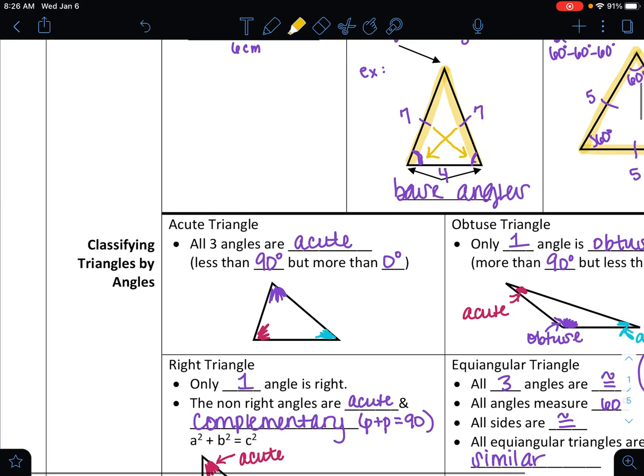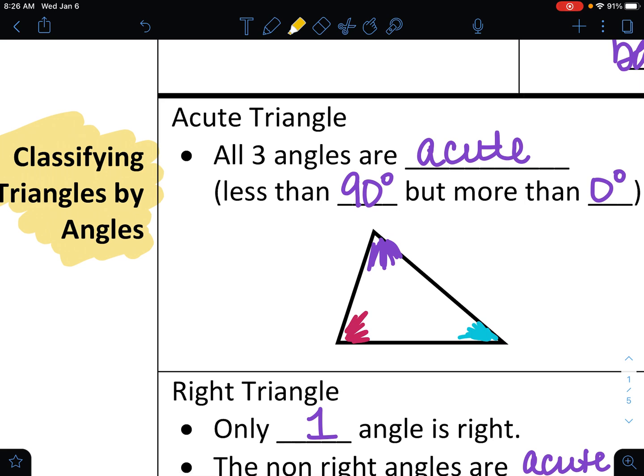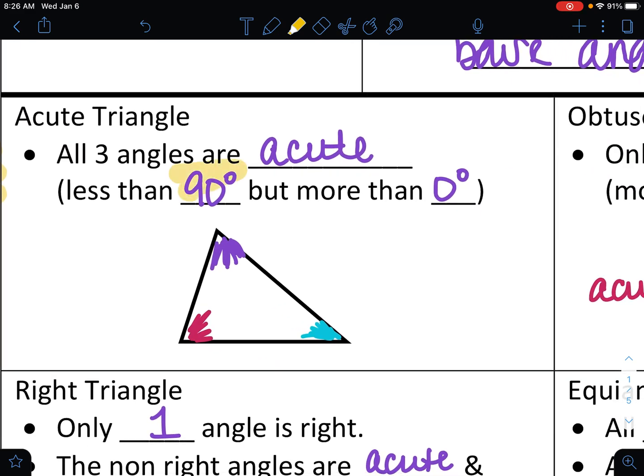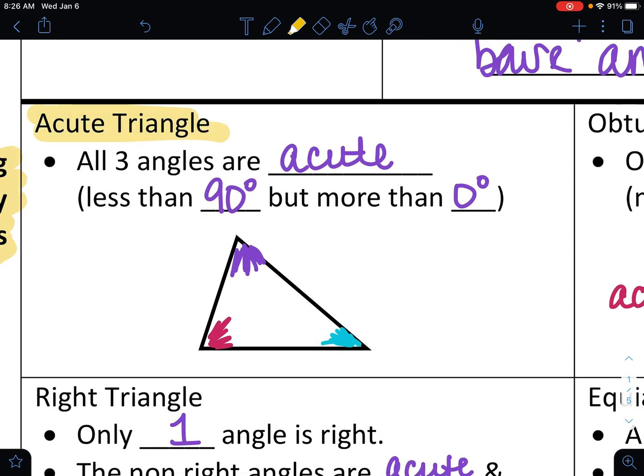Now let's take a look at classifying triangles by angles. We just looked at how to classify them by their sides. Now we're going to look at their angles. Acute triangles have 3 acute angles, as you can see here, here, and here. All 3 of those are less than 90 degrees. That's what acute means: less than 90 but greater than 0. That one's pretty easy to remember. And again, that's an acute triangle.